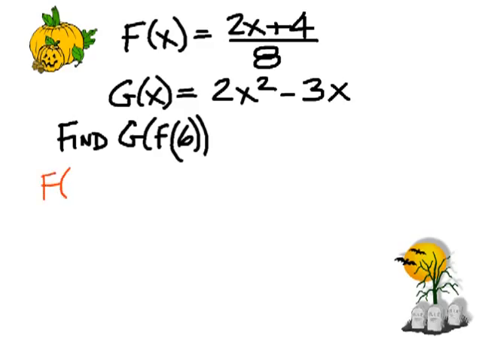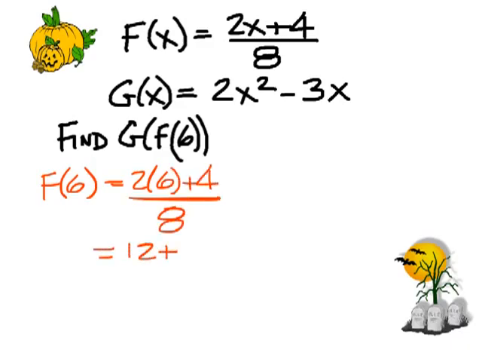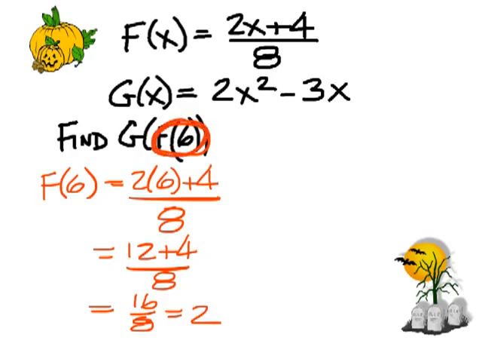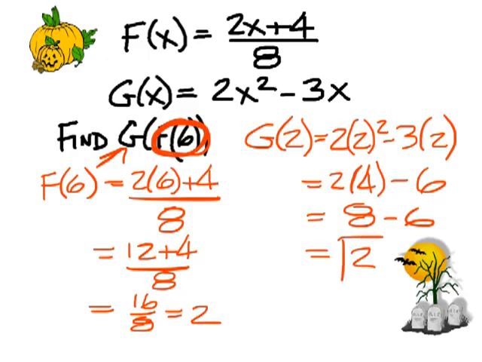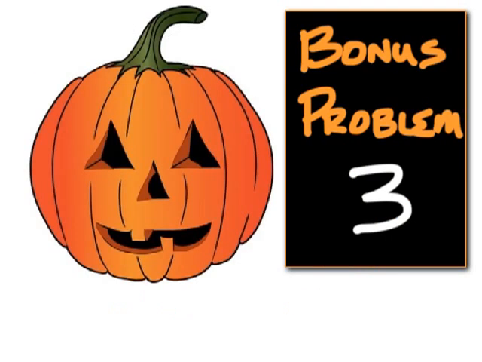For the practice problem, f of 6 is going to be 2 times 6 plus 4 over 8, which is 12 plus 4, and that'll give me 16 over 8, which is 2. Now 2 comes from this. You must now associate it with the g function. G of 2 is 2 times 2 squared minus 3 times 2. So 2 times 4 minus 6 is 8 minus 6. So again, the answer is 2.